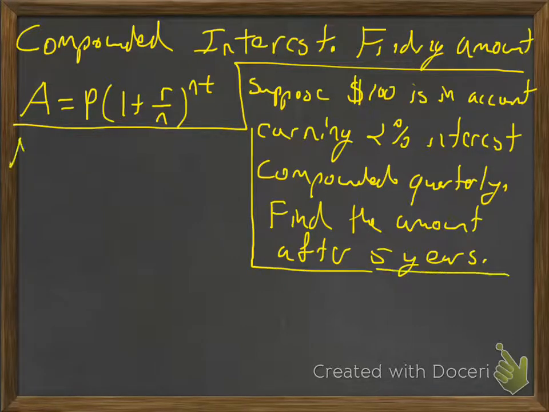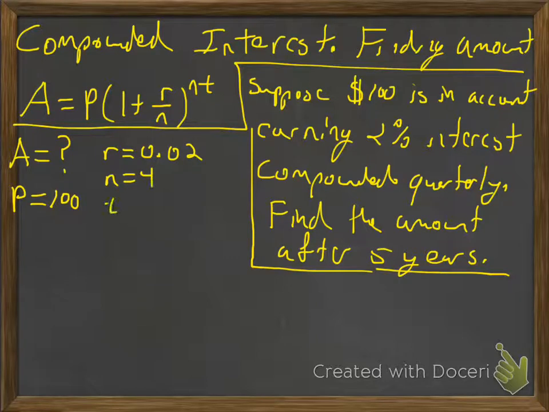Okay, so what I like to do is I like to write all my variables, A, P, and this time I know what they are. R, and remember interest rate is a decimal, so you're going to convert percent to a decimal, you need to move that decimal place to the left twice. P is 100, that's your initial deposit. And then n is quarterly, so 4 quarters makes a year, and then time is 5 years. Okay, all we got to do is plug it in.